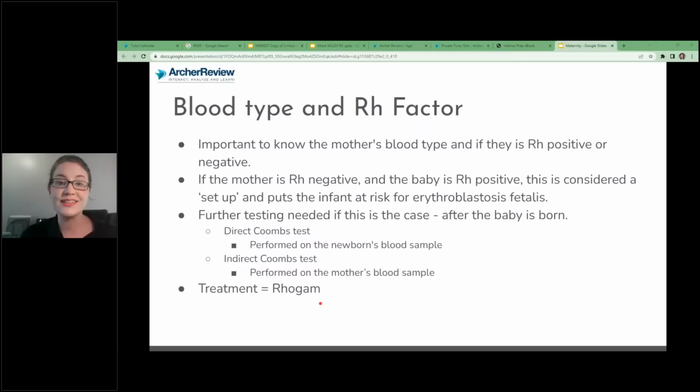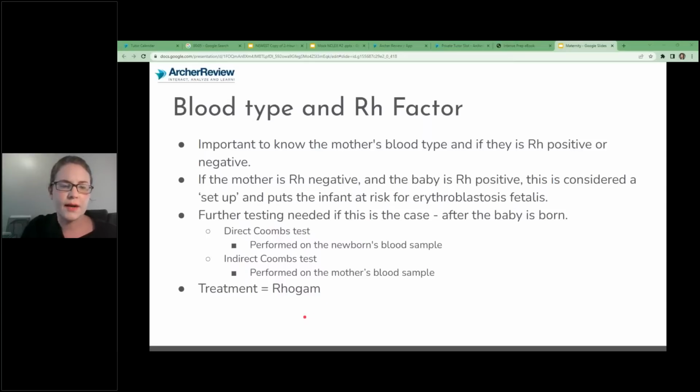RhoGAM is a medication that basically stops your blood from making those anti-RH antibodies that attack RH positive blood cells. What is RhoGAM? Well, RhoGAM is actually a sterilized solution made from human blood that contains a tiny amount of RH positive proteins. Basically, those proteins give your immune system a little taste of it, and it prevents you from making those anti-RH antibodies.